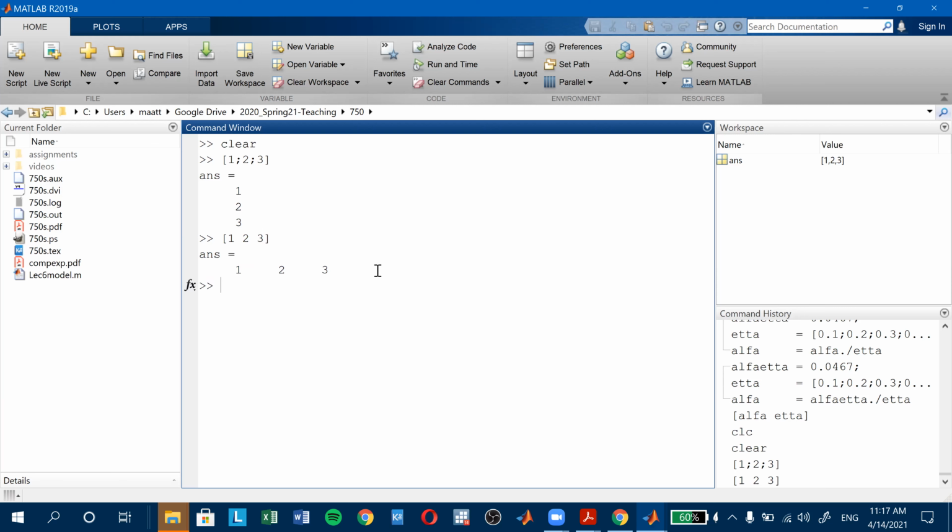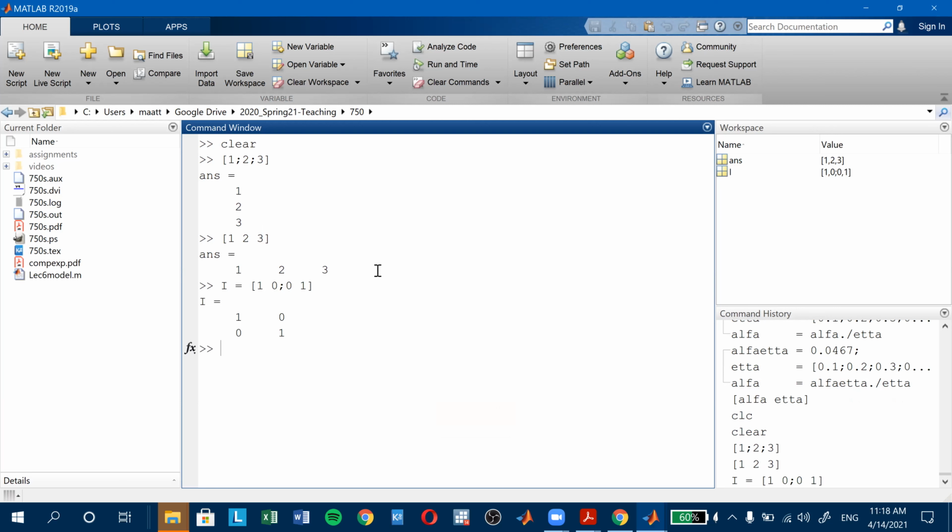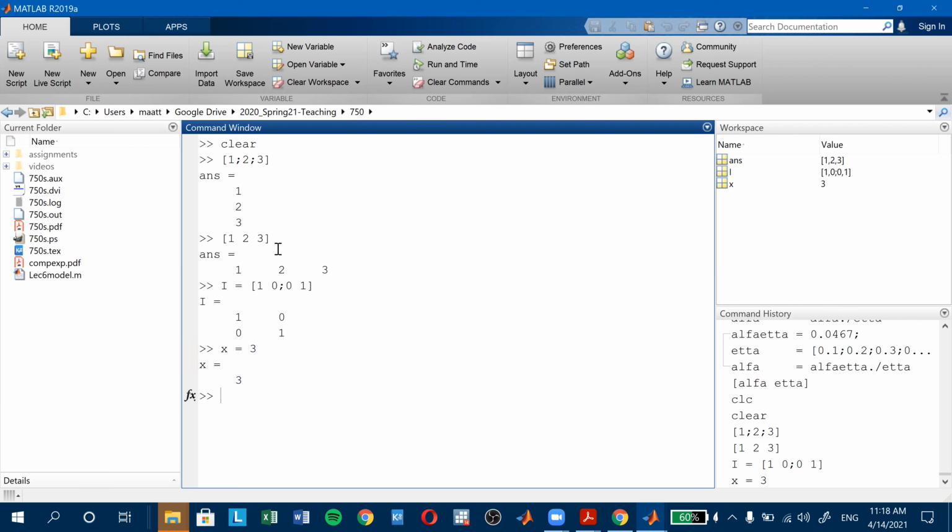So to write a matrix, what would you do? Let's write the identity matrix: 1 0, 0 1. So a row vector and another row vector. Everything is in matrix form, even if you define a scalar, it is also a matrix.